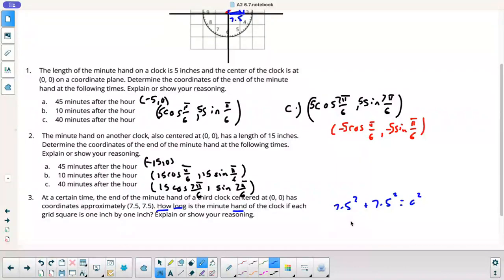So I get approximately 10.61. Okay. When I add those together, I'm going to have at the end to square root the whole thing to get my answer. So I ended up just typing that in to save some time. So I think it was in inches. So I'm going to say inches. Okay.